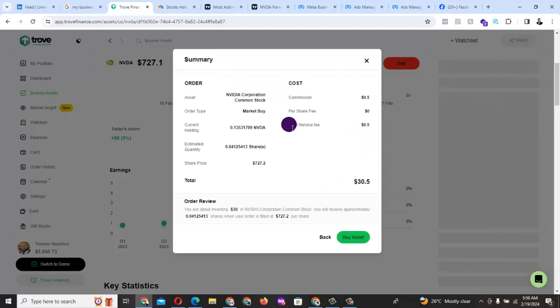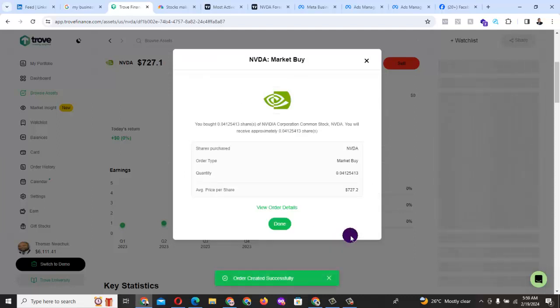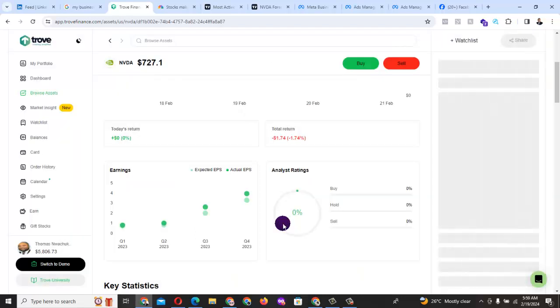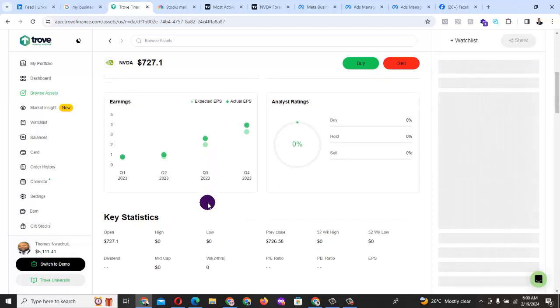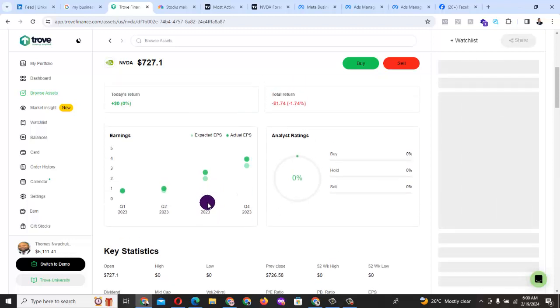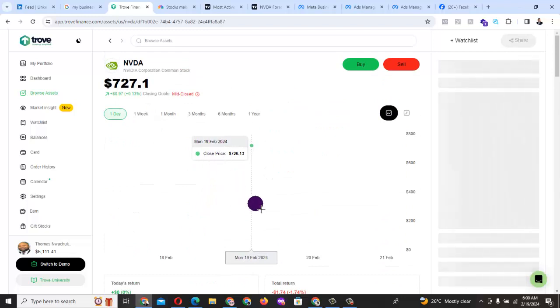So good, you see the service fee is 0.5 cents. So automatically what I'll be getting is this, and what I'm paying is this. So this is how you can buy. So I will buy this particular stock because I have some balance on my portfolio. So with this I've been able to buy a few units of this Nvidia. So this is how you can buy any level of stock at all, whatever it is, you can get as little as possible.